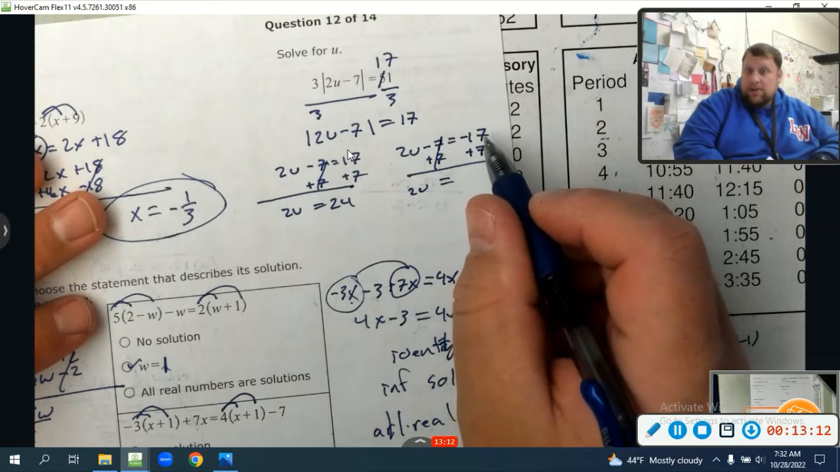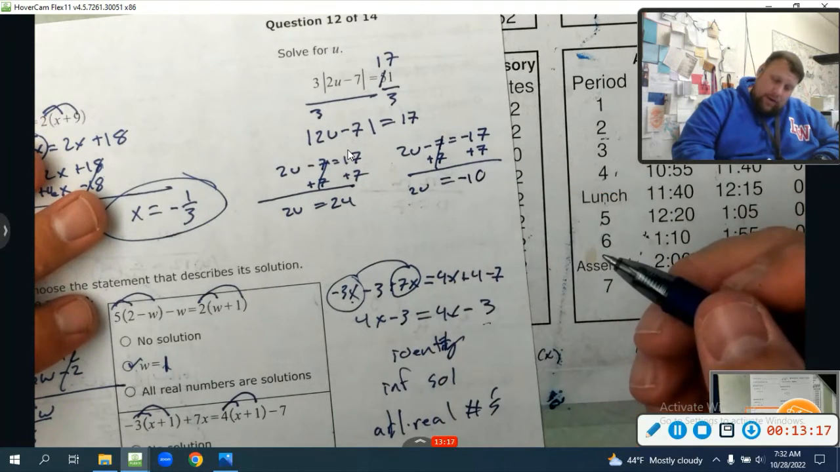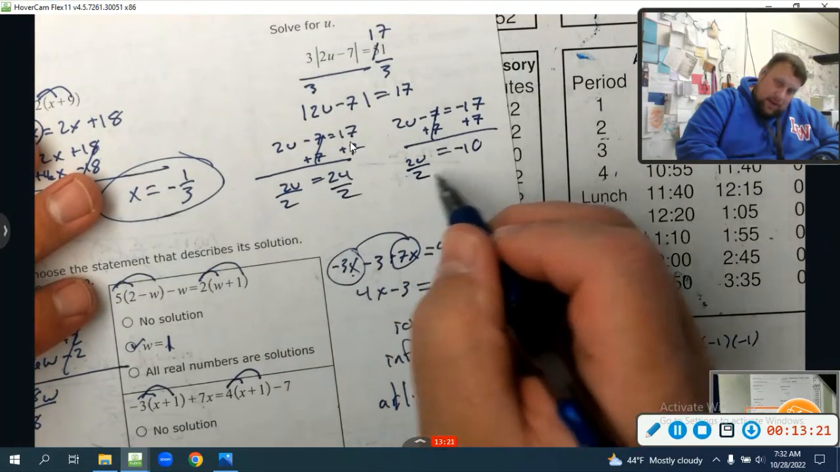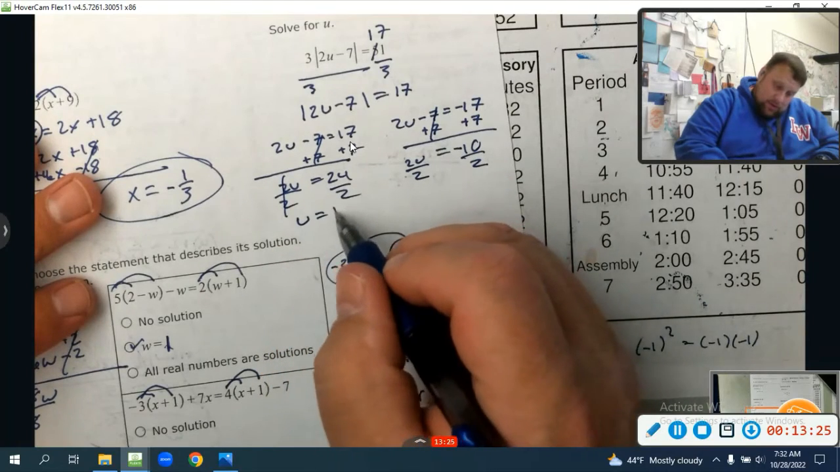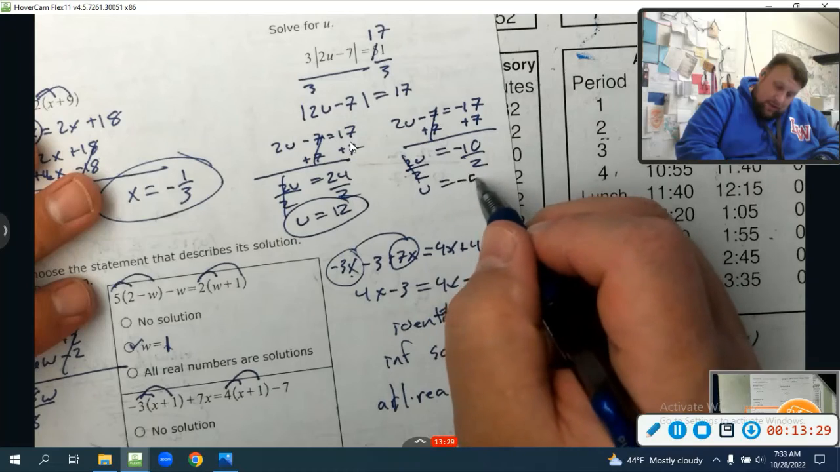I owe $17 on a credit card, I pay 7 off, how much do I still owe? I still have negative 10 on the credit card, right? Now I'm going to divide both sides by 2. Again, same process. Get u equals 12. Boom, that's the first answer. u equals negative 5.